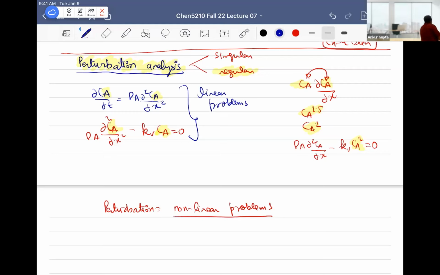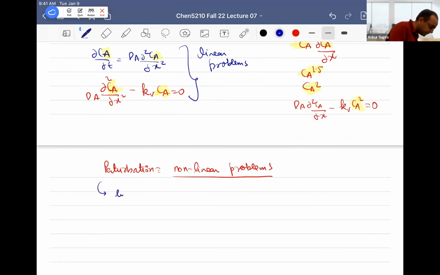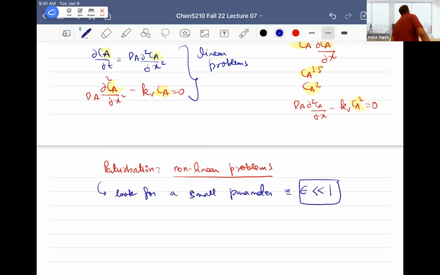All right, so this is the idea. When you think about perturbation, it is for non-linear problems, but clearly we cannot use it every time. We have to have some limitations. So what do you look for when you think about perturbation? You look for a small parameter, which you will define as epsilon. That value is dimensionless and should be much smaller than 1, like 0.01, 0.001, or something like that.